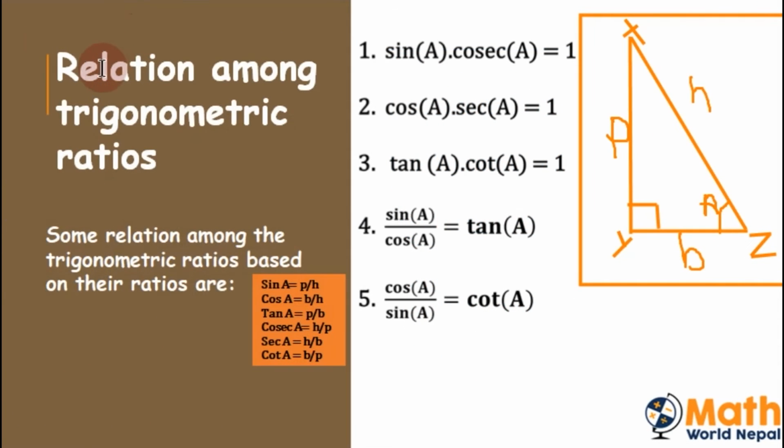Now we're going to talk about relationship among trigonometric ratios. From the last slide we know these 6 following trigonometric ratios. Now we're going to use them to find the relationship among them. For the first relation we're going to take sine A.